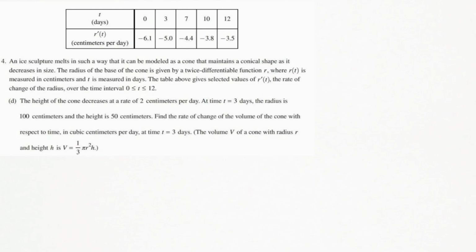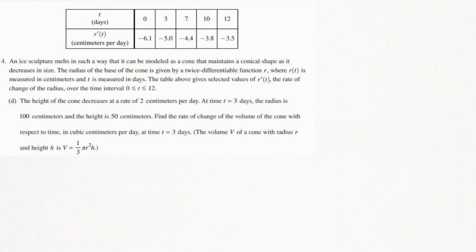And lastly, the height of the cone decreases at a rate of 2 centimeters per day. At time t equals 3 days, the radius is 100 centimeters and the height is 50 centimeters. Find the rate of change of the volume of the cone with respect to time, in cubic centimeters per day, at time t equals 3 days.